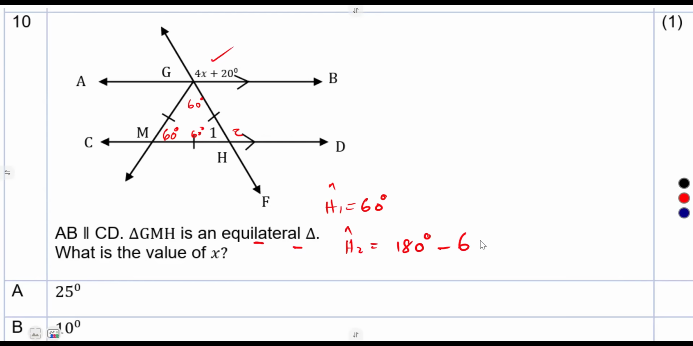Angles on a straight line. So 180 minus 60 degrees is 120 degrees from what? Angles on a straight line. So that is going to help us to determine this value of X.